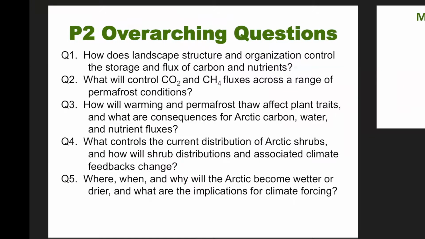So in this second phase, we have 5 questions, and we have people working in observations and modeling for each of these questions. And as you'll see, a lot of them overlap, but the basic idea is we're interested in how the landscape structure and organization currently exists and how it will change, things like thermokarsting and so forth. We're really interested in, of course, the carbon budgets associated with permafrost.